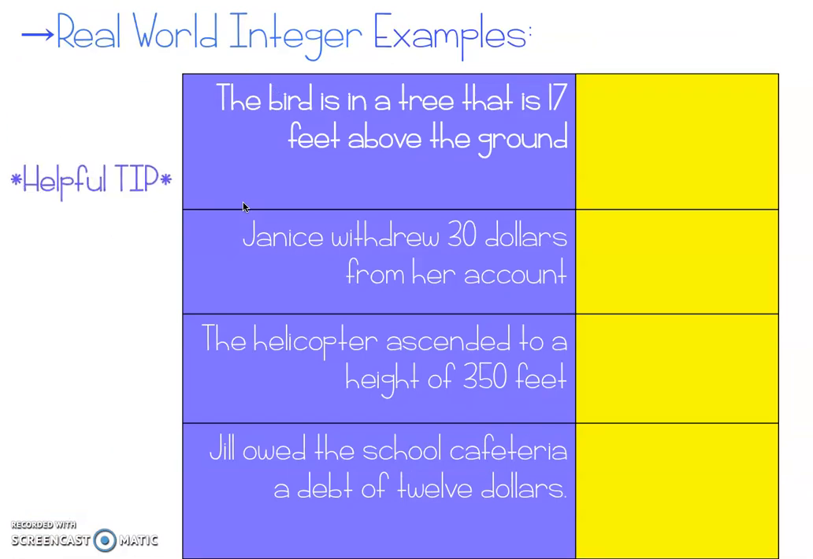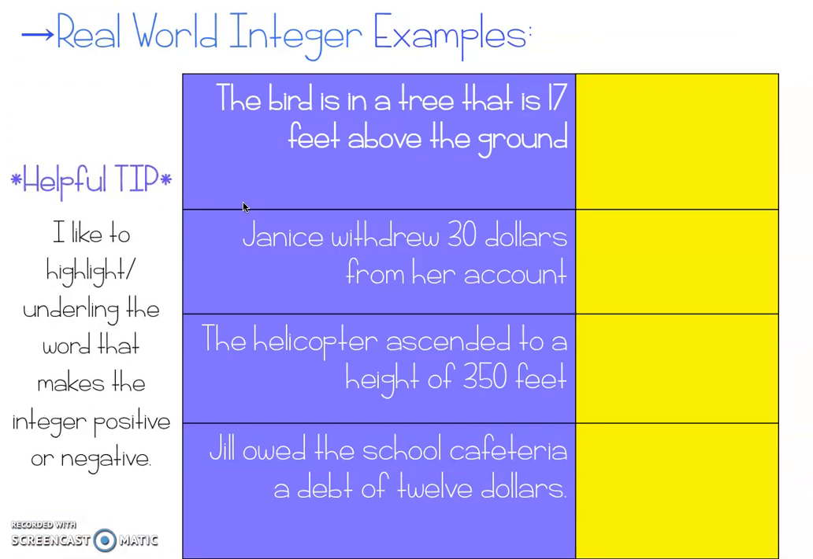Just a helpful hint, I like to highlight or underline the word that makes the integer positive or the word that makes the integer negative. So let's look at our first example here. It says the bird is in a tree that is 17 feet above the ground. If we're looking for that word, we see the word above, and above tells us that it's going up. So it's going to be a positive 17 feet.